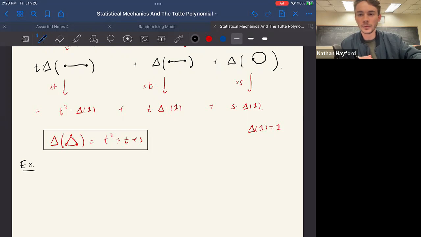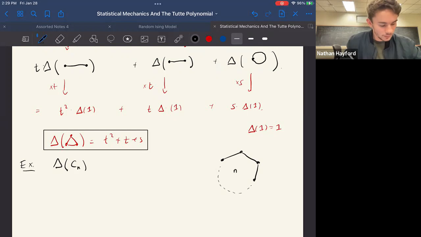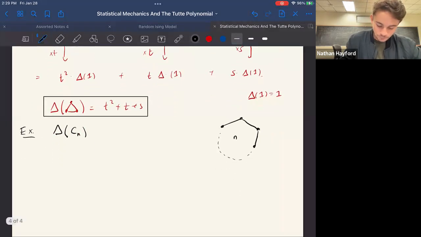So is everyone following so far? Are there any questions, comments, concerns? If not, then we'll compute the Tutte polynomial of the cyclic graph of order n. So this is the graph that looks like this, and there are n things. If there are no complaints, then we'll continue on.